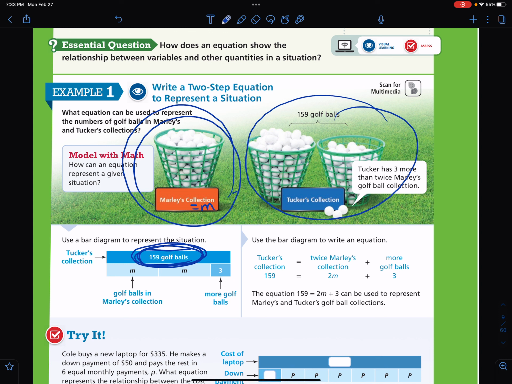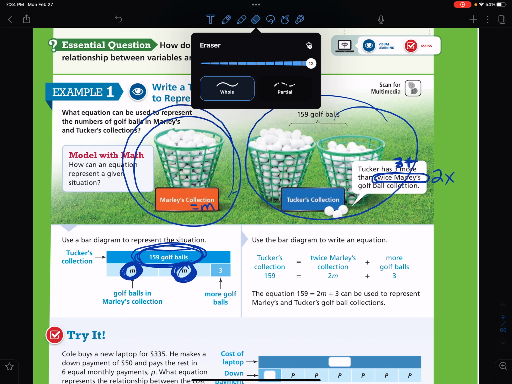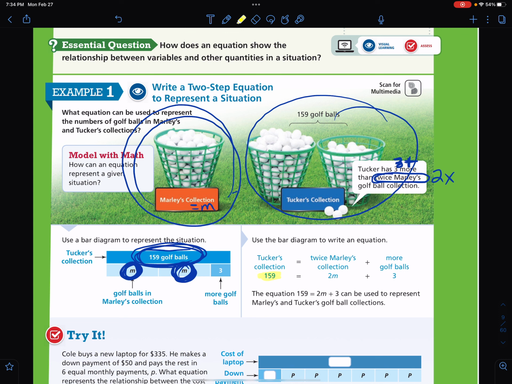So since this says 3 more than twice Marley's collection, that's where this comes from. We've got Marley's collection once right here, twice right here, and then 3 more. So this shows you that the 159 equals 2M plus 3, which it says right here. Tucker's collection is twice Marley's collection plus 3 more golf balls.